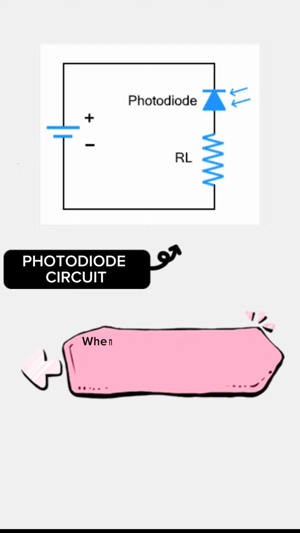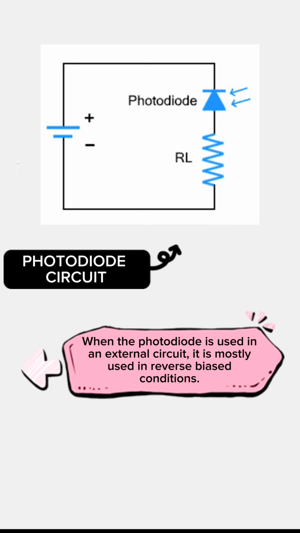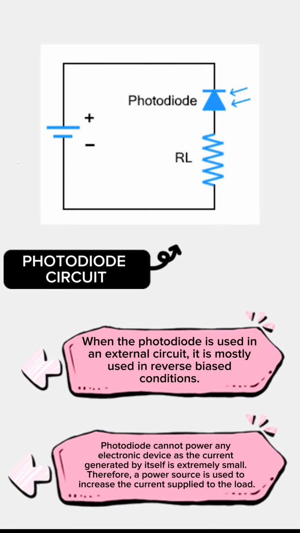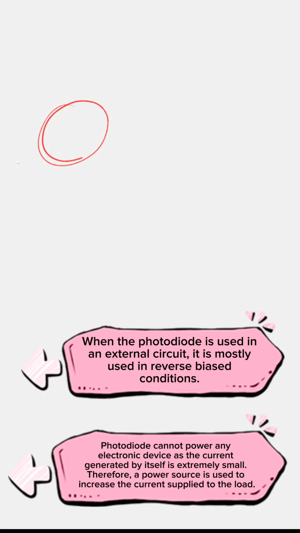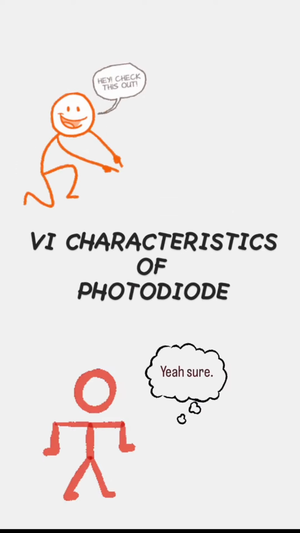Photodiode circuit. When the photodiode is used in an external circuit, it is mostly used in reverse bias conditions. Photodiode cannot power any electronic device, as the current generated by itself is extremely small. Therefore, a power source is used to increase the current supplied to the load. Now, let us take a look at the VI characteristics of photodiode.